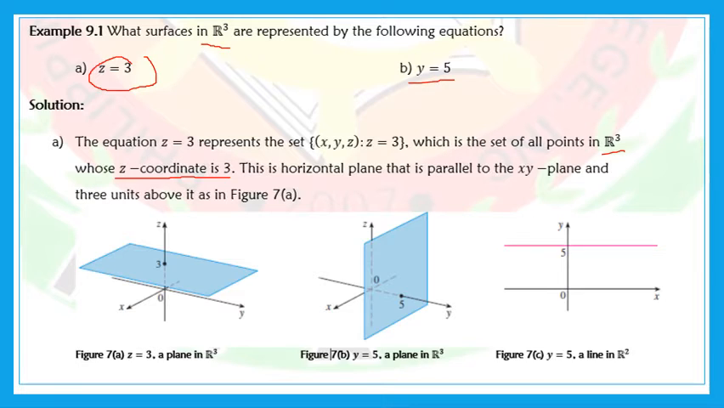So this is a horizontal plane that is parallel to the xy plane and 3 units above it, as in figure 7a. Ang graph ng z equals 3, class, diba ito yung z-axis natin, so magbibilang tayo ng distance na 3. Ibig sabihin, mag-construct lang tayo ng line dyan na perpendicular sa z. So ang mabubuo natin ay isang plane lang siya.